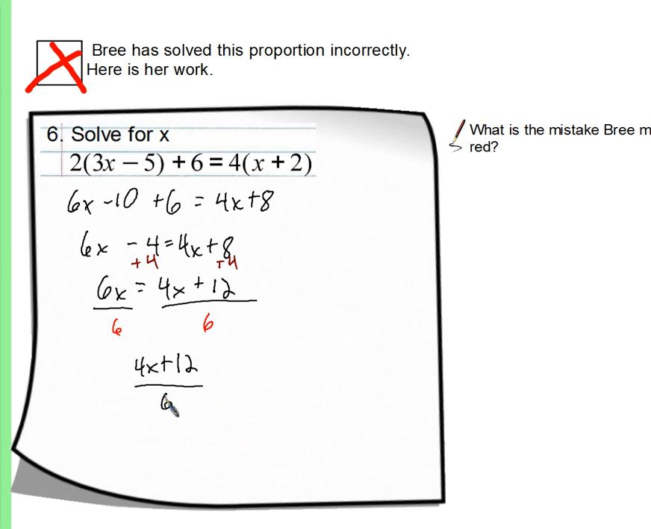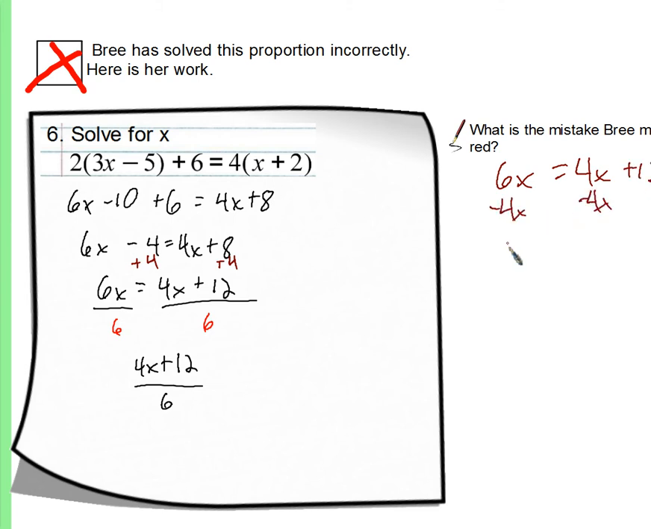This could be simplified. Did we do what we're trying to do? Hopefully. Shouldn't she have done the 4 instead of 6? Done the 4? Oh wait, no, never mind. And then subtract the 4 instead of dividing by 6. So when she got here, she should have done what instead? Subtracted the 4x instead of dividing by 6x.